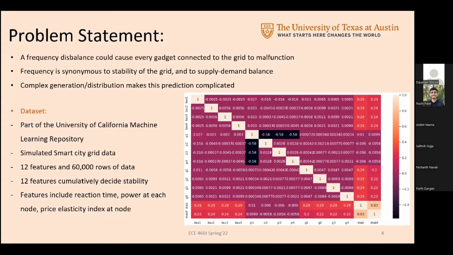The dataset that we use for our study is part of the University of California's machine learning repo. It's a simulated smart grid with 4 nodes having 60,000 data points. 12 different features, including reaction time, power at the nodes, and price elasticity index at the nodes, cumulatively determine the grid stability at each of the instances.